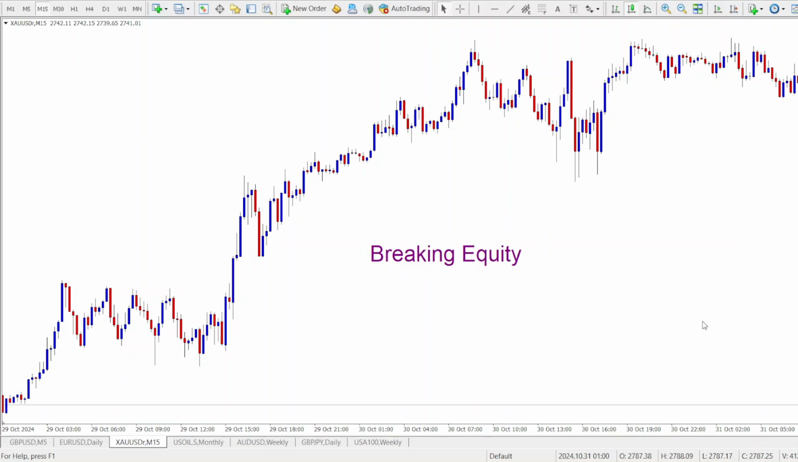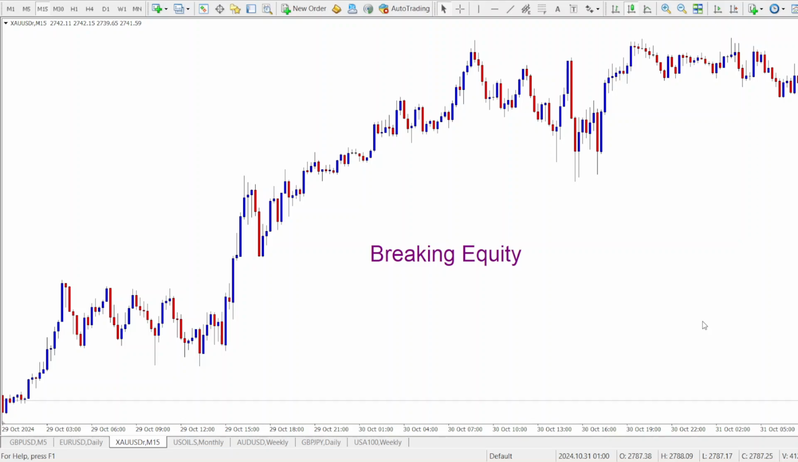First, let's clarify what we mean by equity in the context of Forex trading. In simple terms, equity refers to the total value of your trading account. It combines your account balance with any unrealized profits or losses from your open trades. So understanding this concept is crucial because it provides insight into your current financial standing within the market.